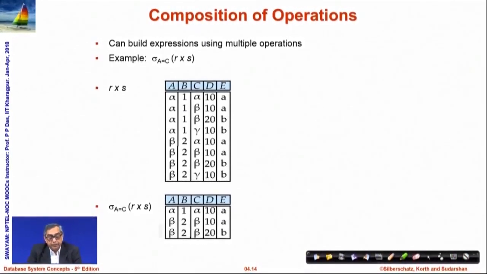Finally, we can compose operations. For example, what we show here is that we have two relations R and S, we have taken a Cartesian product, and then we have taken a selection. We took the Cartesian product of R and S to produce the table R cross S, and then did a selection based on the condition A equal to C. All these operations can be combined in multiple different ways to give you really complex relational algebra operations.